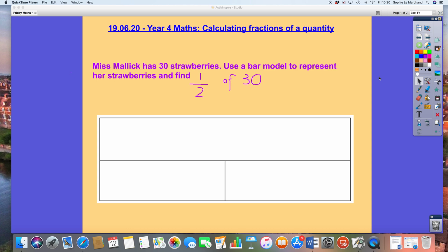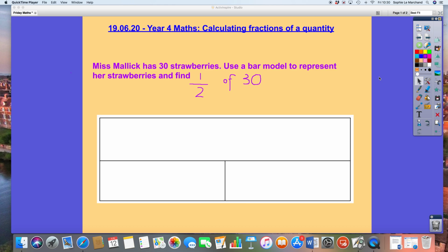Fractions. Today we're going to look at how to calculate fractions of a quantity, and I'm going to show you how you can use bar models to help you work these out. And we're going to have a look at a couple of example questions before you have a go at this yourselves. So our first question is this.